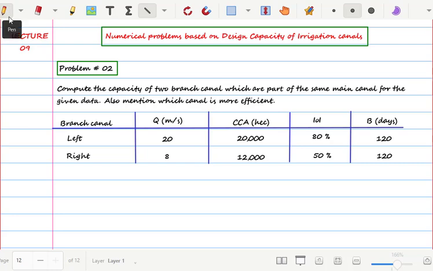In today's lecture we are going to solve another problem related to design capacity of irrigation canal. In our previous lecture, lecture number 8, we solved problem number 1, and today we are going to solve problem number 2. So let's see what problem 2 is actually asking us to do. Problem 2 says to compute the capacity of 2 branch canal. We need to find capacity.